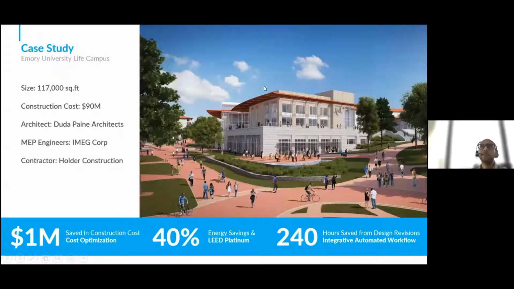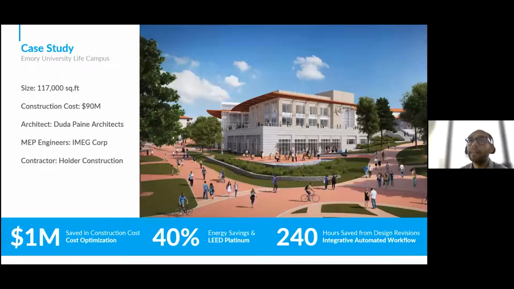Basically, just providing you some more information about the project. This is basically a case study for Emory University Life Campus. This was a 117,000 square feet area campus. The construction cost came out at $90 million. The architects were Duda Payne Architects, and then you can see the name of the MEP engineers and the contractors.